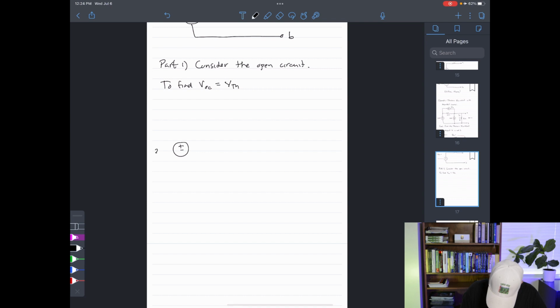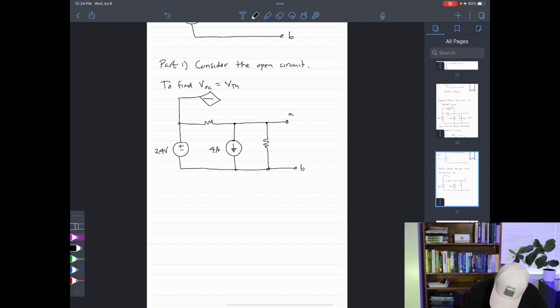That circuit consists of my 24 volt source here. It is hooked up to a resistor there. It is then hooked up to a 4 amp current source here. We have another resistor there, terminal A. Then on the bottom here we have terminal B. At the top we have a dependent source. This is a current source providing us with 3Ix. And Ix is the current flowing down this way. This is an 8 ohm resistor, and finally this is a 2 ohm resistor.